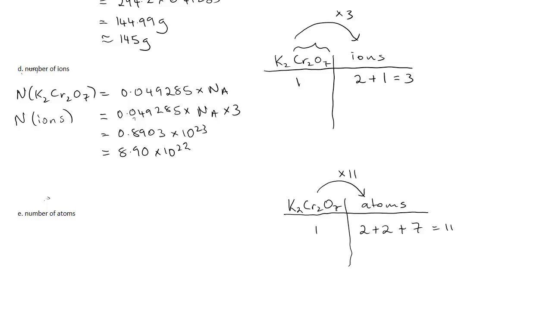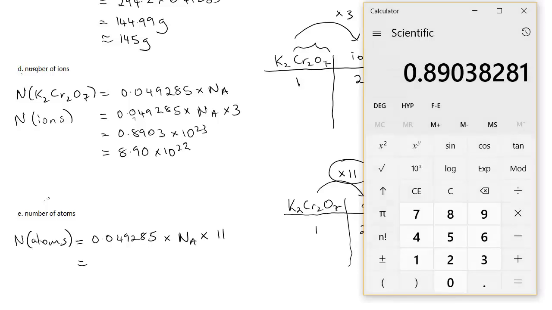Okay, so once again we're going to be using our lovely Avogadro's constant, and the number of atoms is going to be calculated by taking again that value, the potassium dichromate value, timesing it by Avogadro's constant, and then timesing it by a further 11, because we know we need to. Okay, so that gives us a value. Okay, I'm going to clear this.